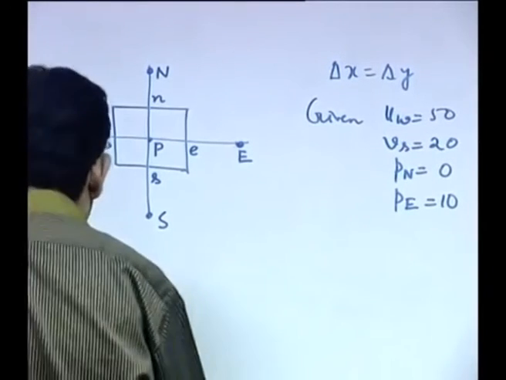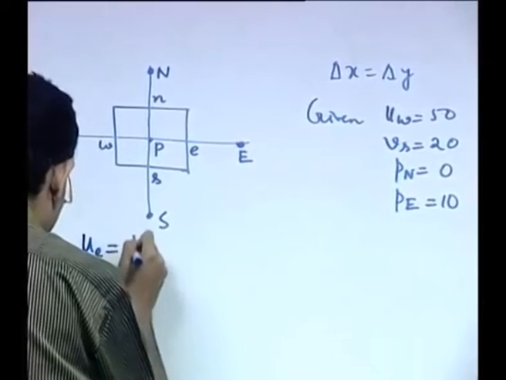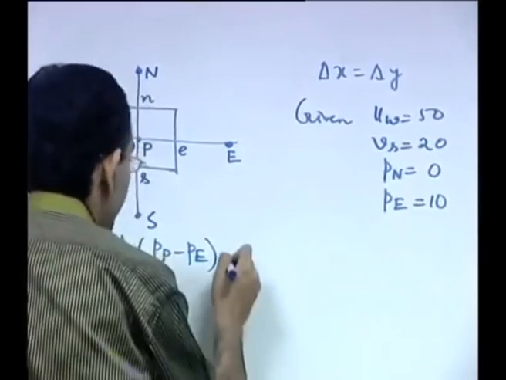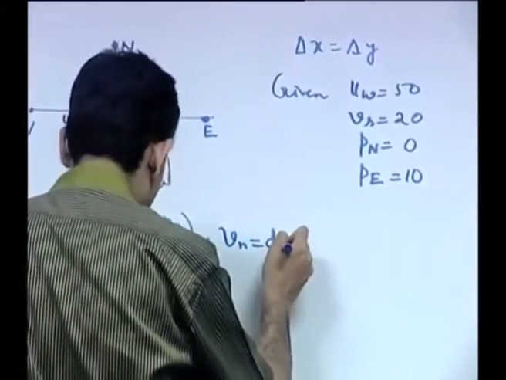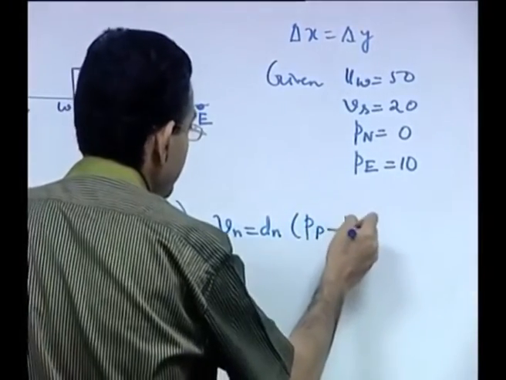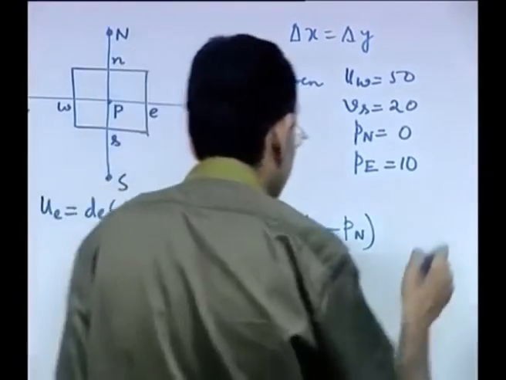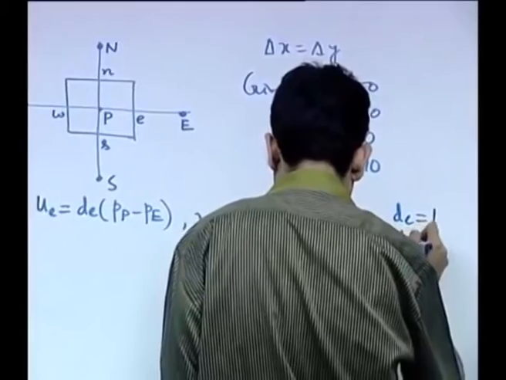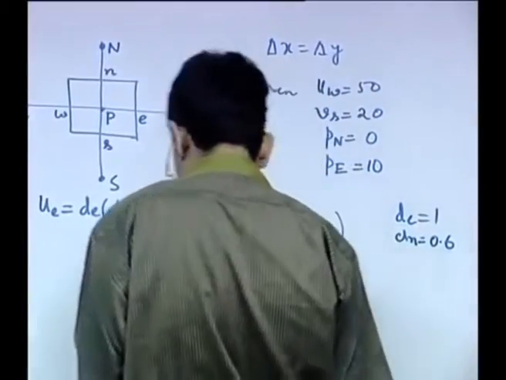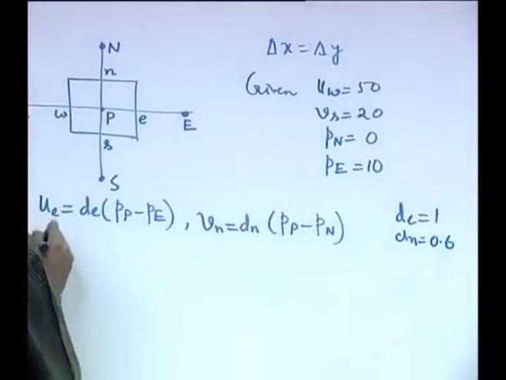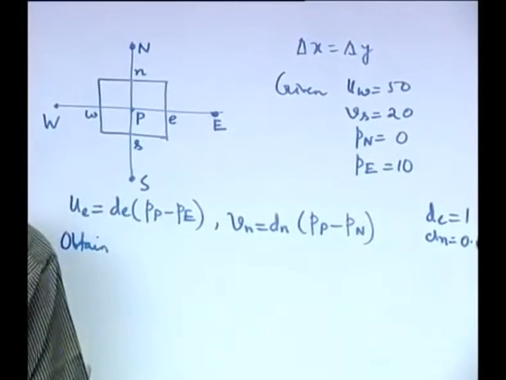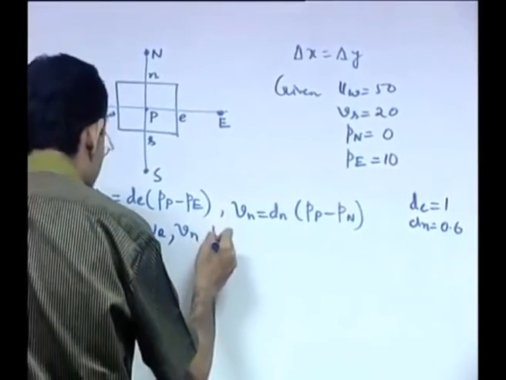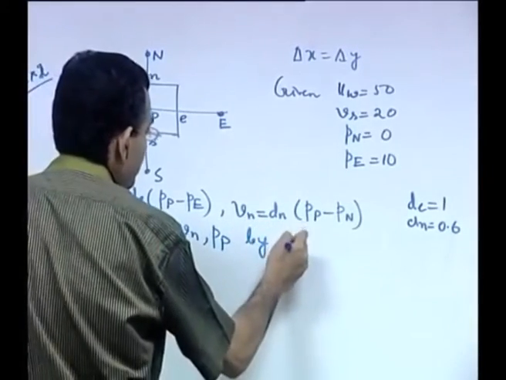And the momentum equations are given as follows: Ue is equal to dE into Pp minus Pe, Vn is equal to dN into Pp minus Pn, where dE equal to 1 and dN equal to 0.6. Obtain Ue, Vn, Pp by SIMPLE algorithm.